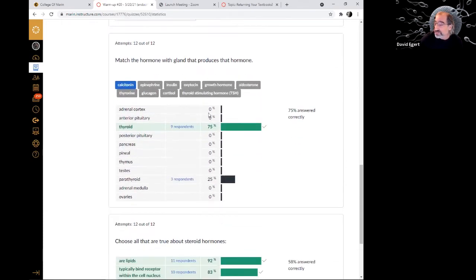And this was just the big adrenal cortex. Okay, calcitonin from the thyroid gland. Epinephrine, most people got the adrenal medulla. Insulin, everybody got the pancreas. The other thing from the pancreas would be glucagon, which also everybody got. Oxytocin, everyone got from the posterior pituitary. Growth hormone, everyone got. Most people got most of these, which is good.